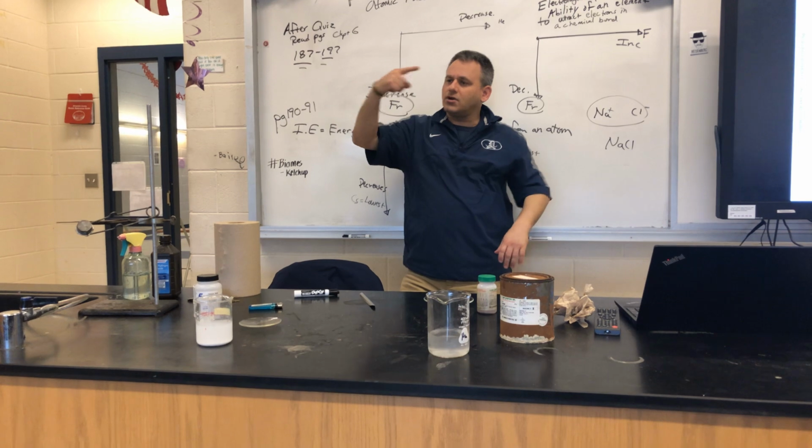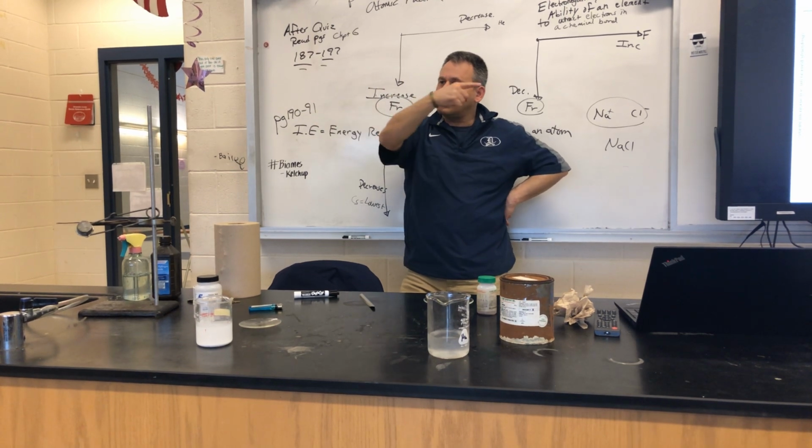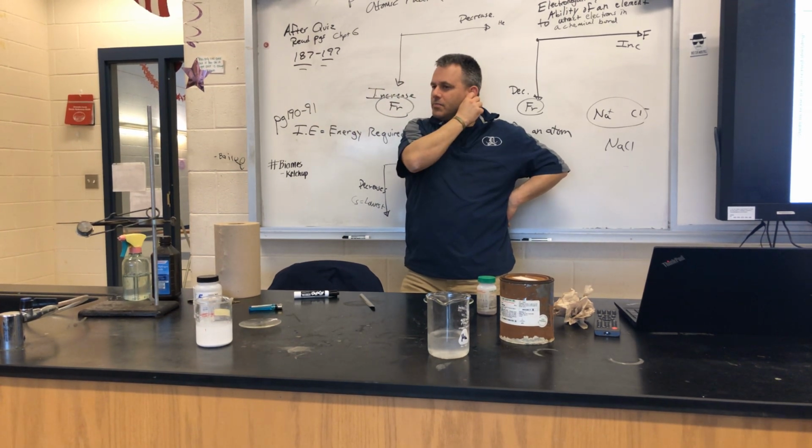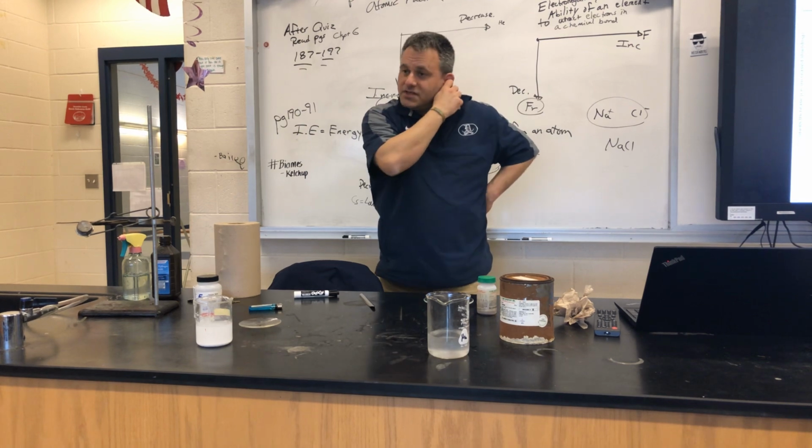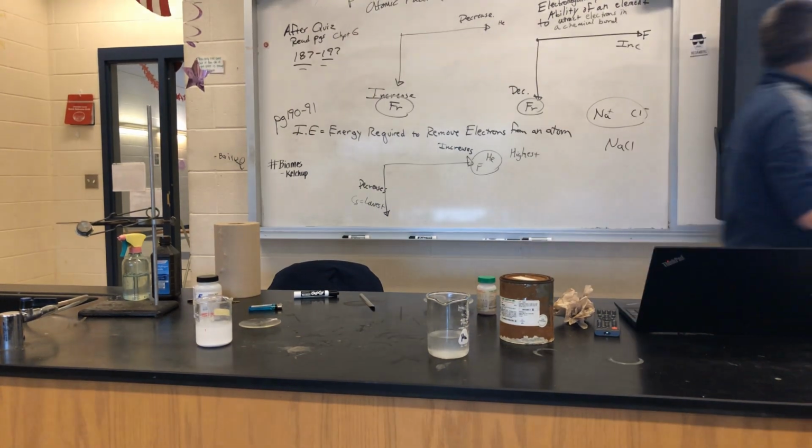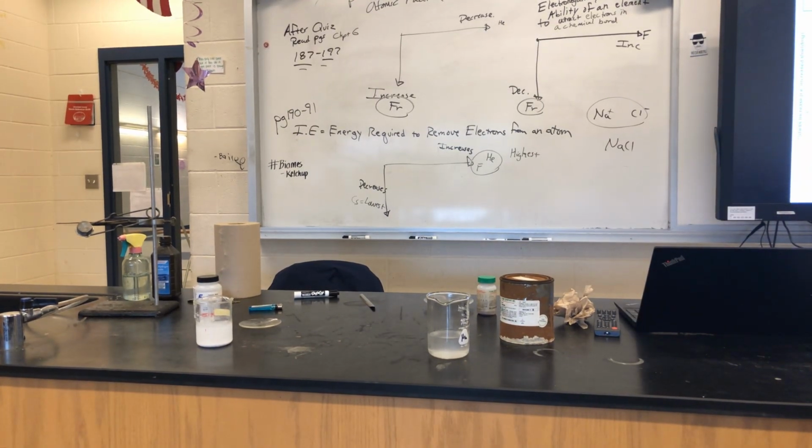So copper, gold, and silver, they react very slowly, Rob. Because why? As you go across, what happens to the reactivity? It decreases. But then, folks, something happens when we get to the halogens.